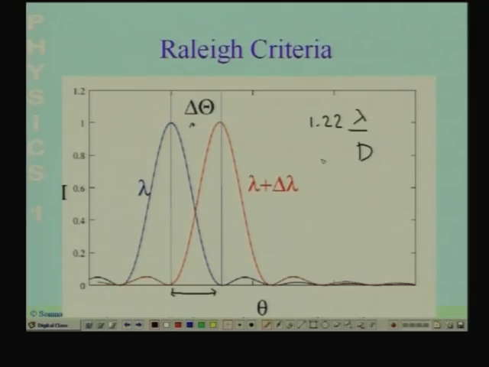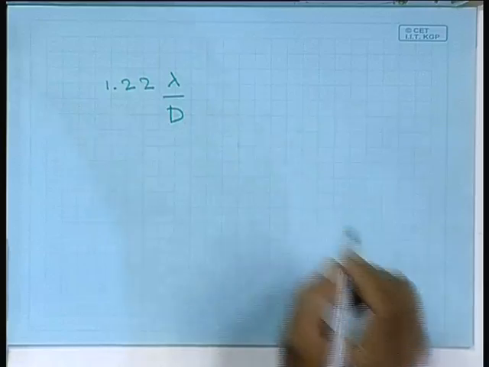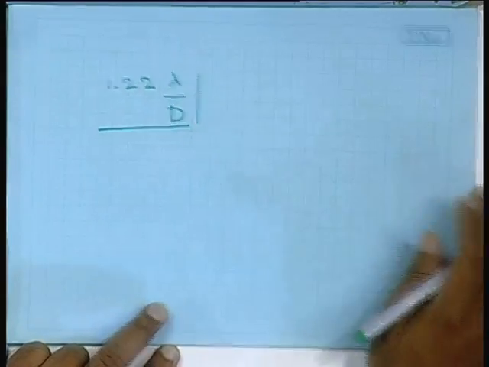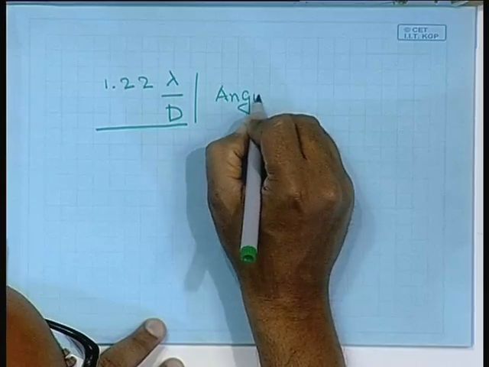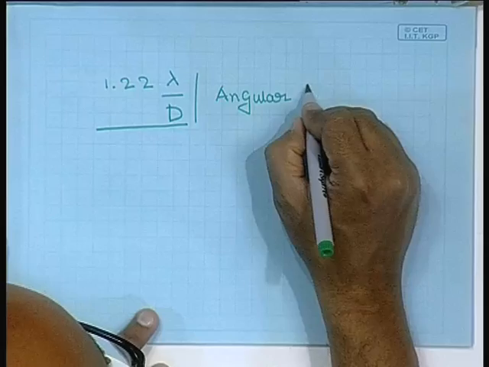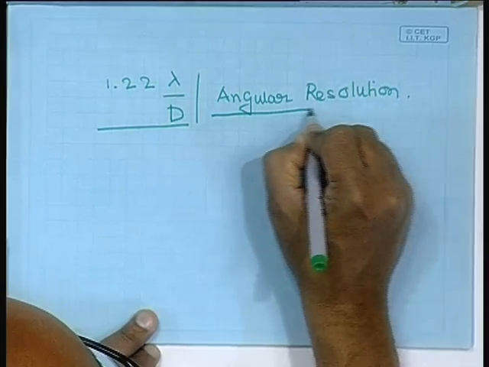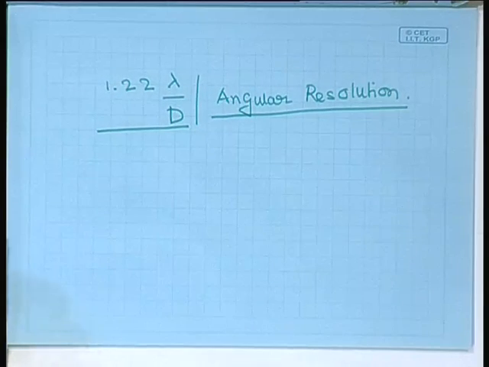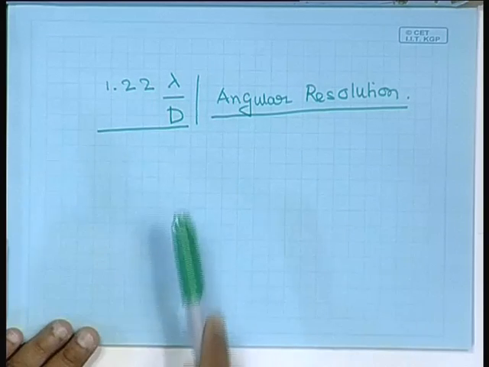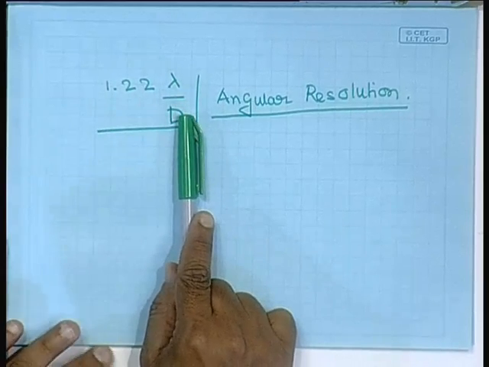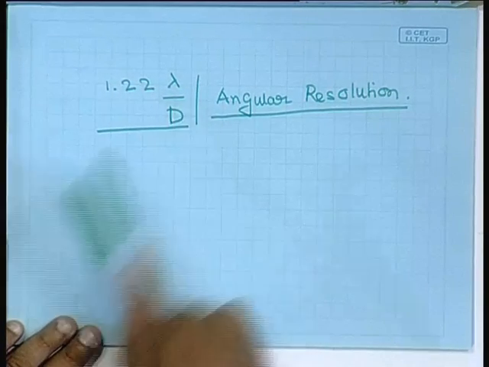So, what we see here is that for a circular aperture, the smallest angular separation at which you would be able to make out that there are two stars is given by 1.22 lambda by d, and this is what is called the angular resolution of a telescope. So, for a telescope with a circular aperture, the angular resolution is 1.22 lambda by d. This is the smallest angular separation at which I can distinguish two objects. If the two stars were at an angular separation smaller than this, I would not be able to make out the fact that there are actually two and not one source.